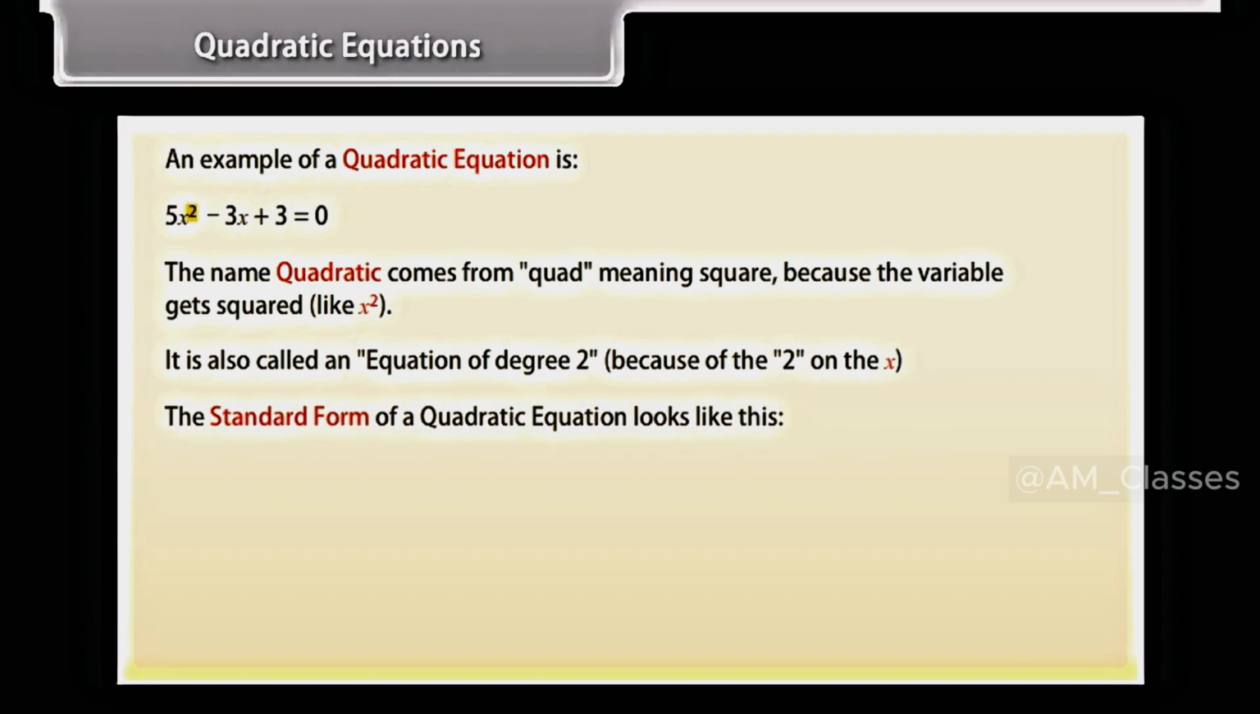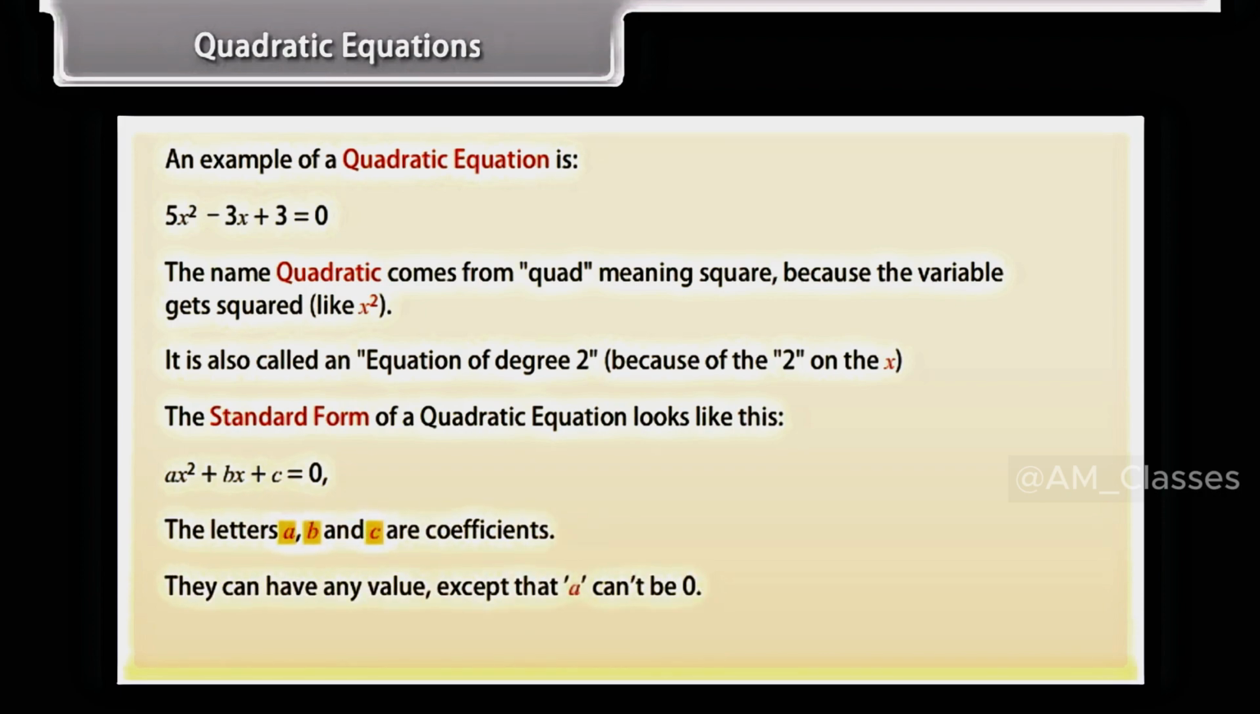The standard form of a quadratic equation looks like this: ax square plus bx plus c is equal to 0. The letters a, b and c are coefficients. They can have any value except that a cannot be 0. The letter x is the variable or unknown.